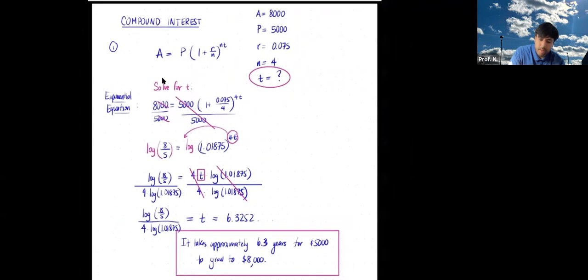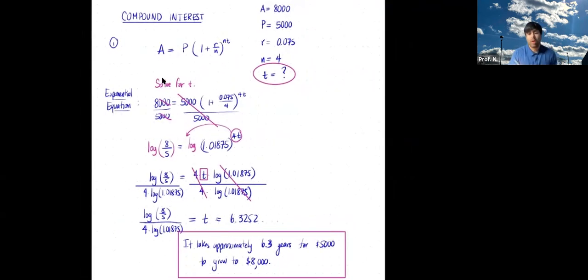All right. That's compound interest for you. That's how you use logs to figure out time. Anything else? We have about 25 minutes left. So anything else?